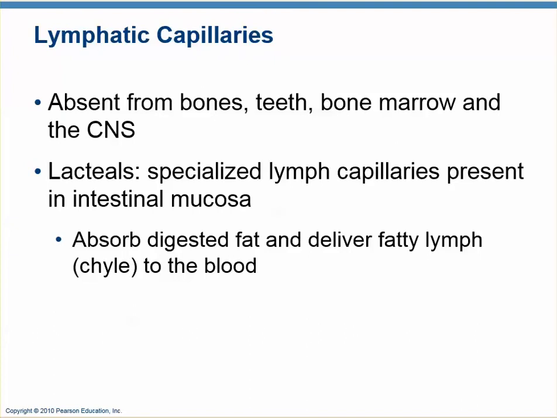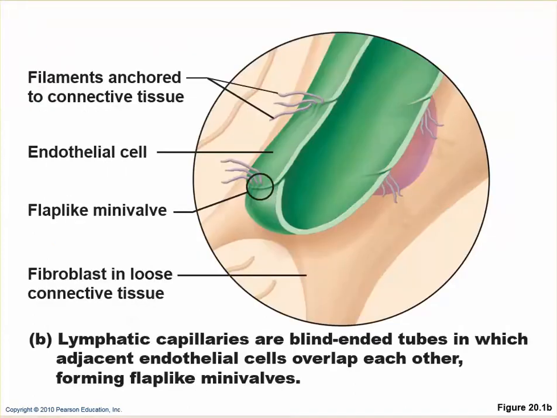This special lymph that has these fats in it, we call it chyle. It actually looks a lot like milk, and that's why they're called lacteals, because the chyle really resembles milk. I've already talked about this: the little mini flaps open and they allow more permeability.